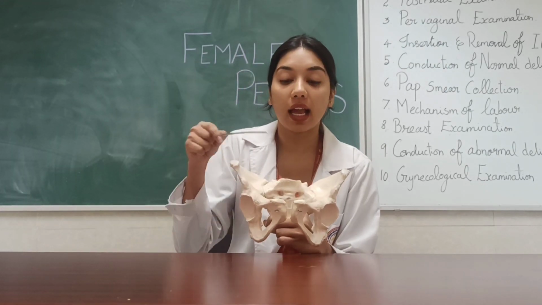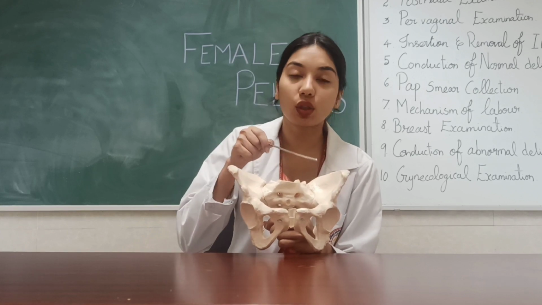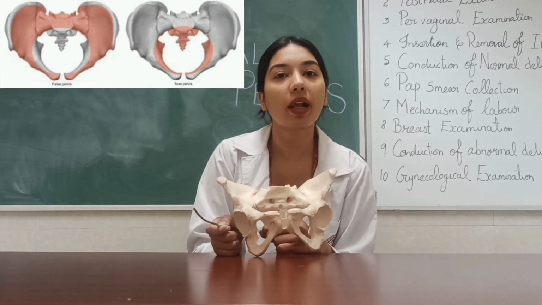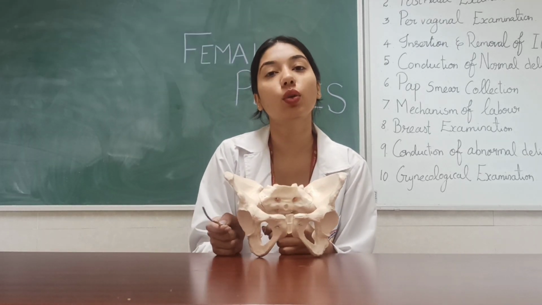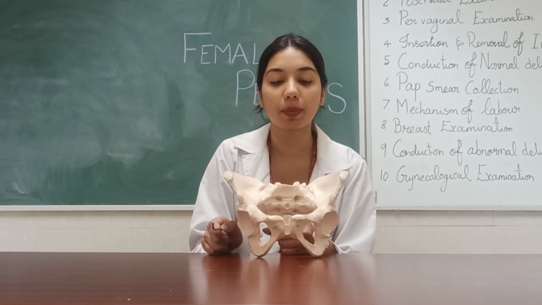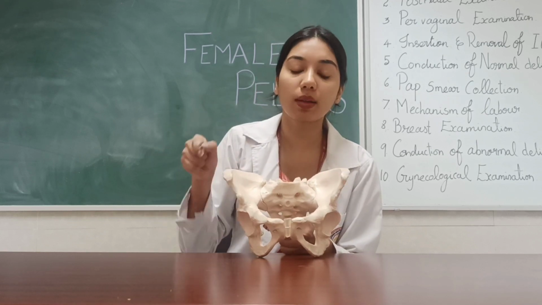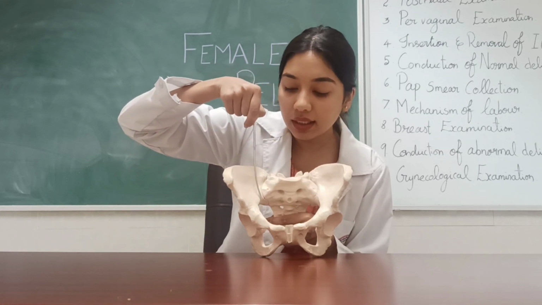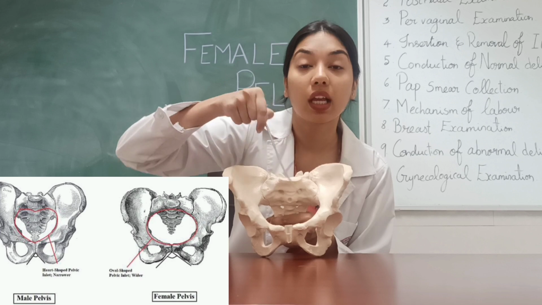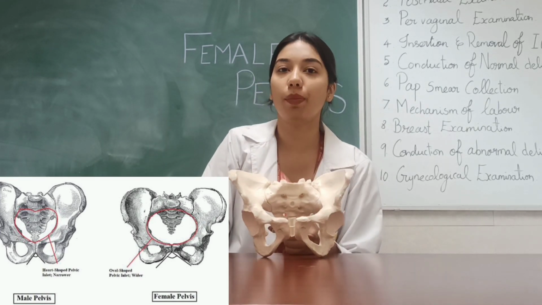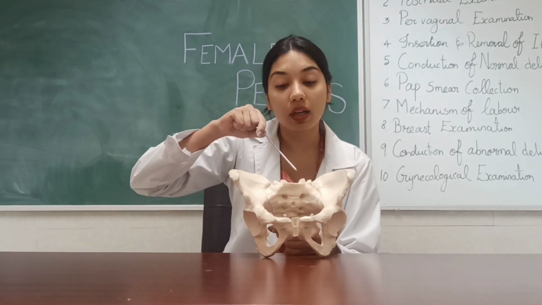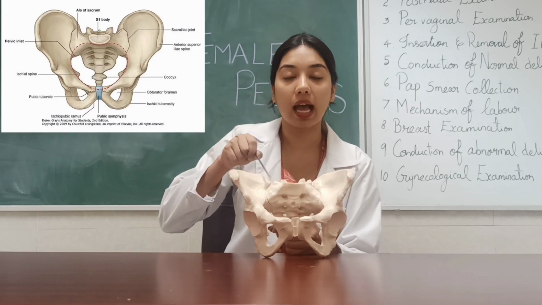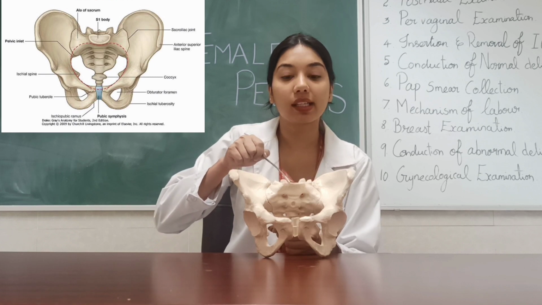The female pelvis is divided into two parts, that is the true pelvis and the false pelvis. So what do you mean by the true pelvis and false pelvis? To differentiate the true pelvis and the false pelvis, we have a brim. What is a brim? This line which you can see is known as the brim. There are landmarks on the brim. If we start from the posterior to the anterior part, first from posterior is the promontory.